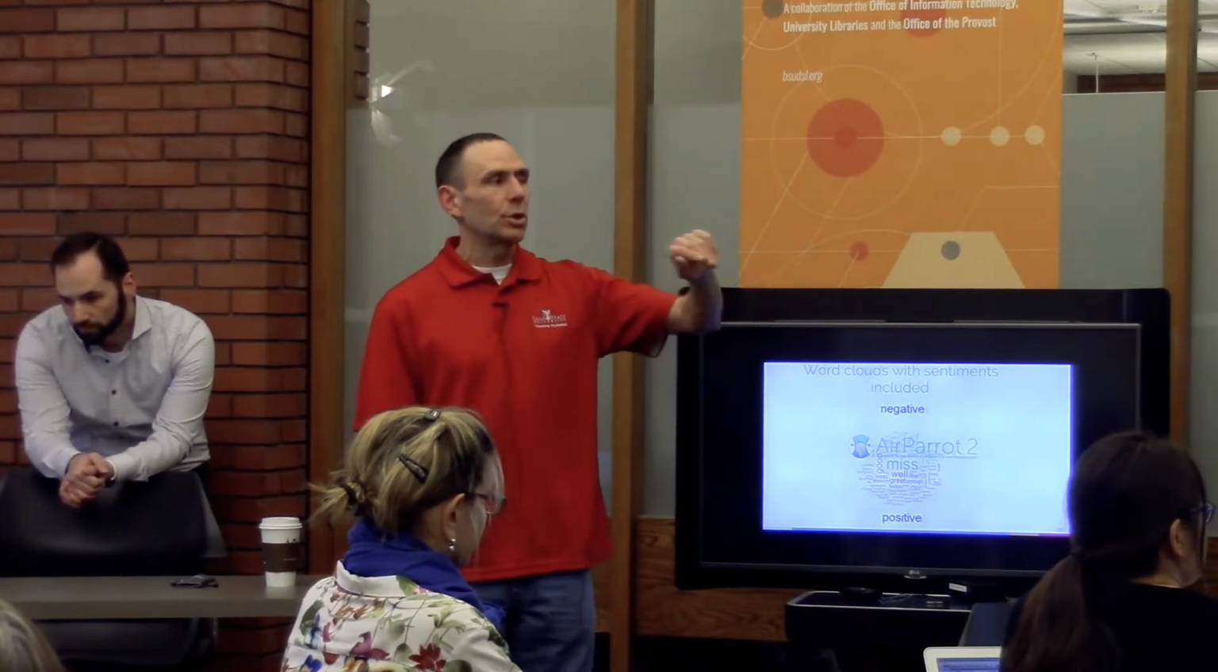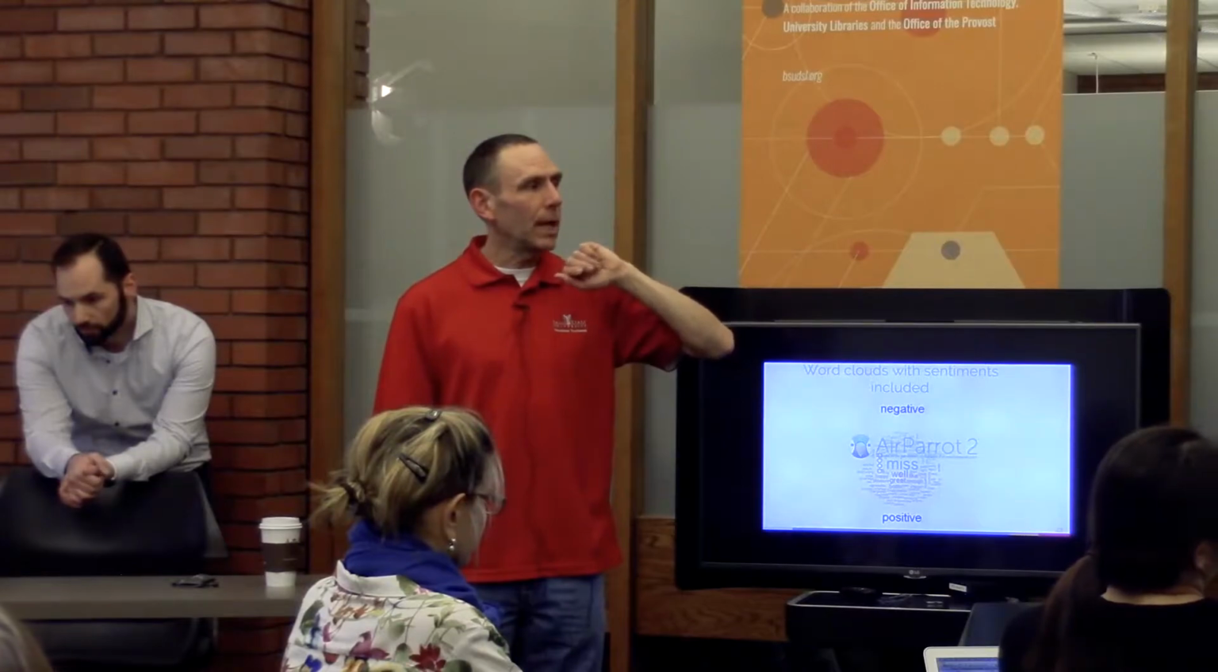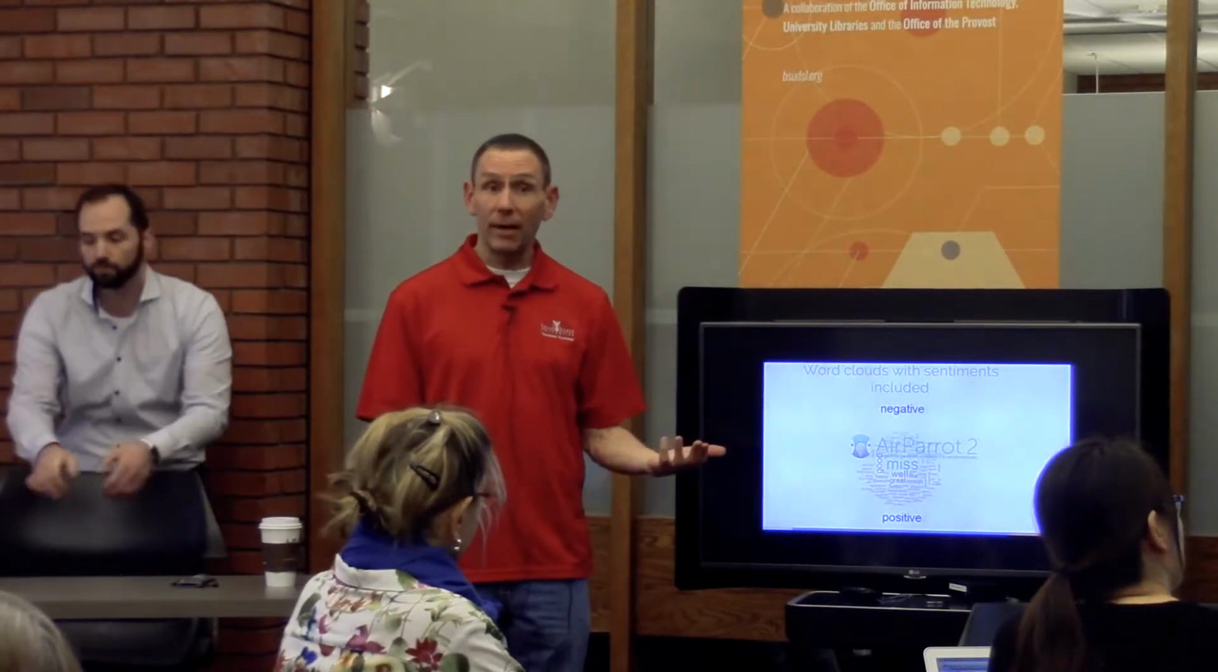And this is color-coded so that the aqua color is the negative words and the sort of burnt orange is the positive. Again, you can have a word cloud without the emotive or the sentiment part, and then the size of the word just tells you which ones occur most often.